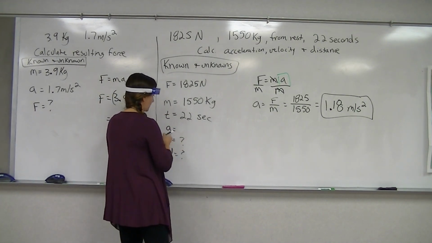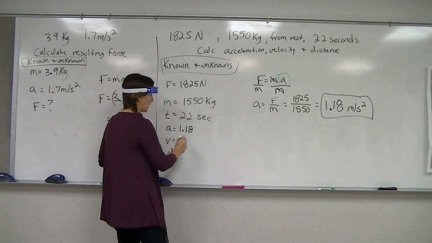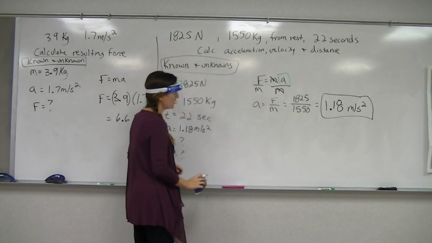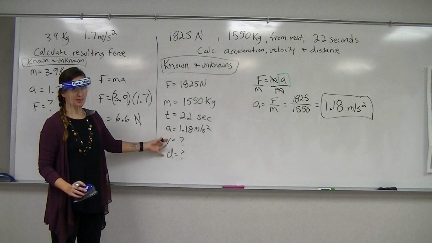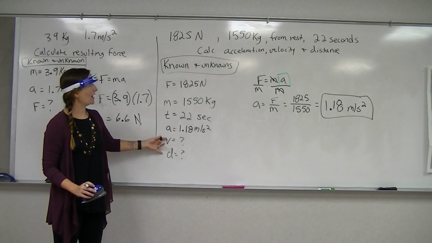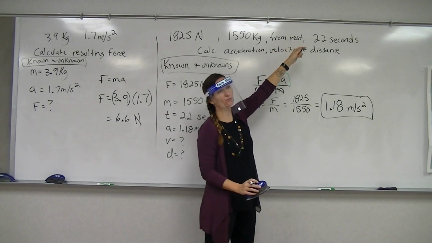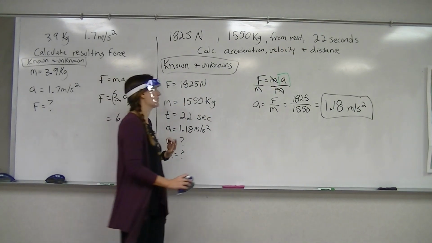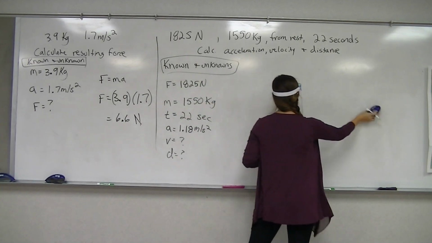Now these other 2, velocity and distance, these are going to be in the last chapter. So when I'm looking at the last chapter, the equations I'm going to focus on are going to be the 0 initial velocity equations. Why? Because of this key piece of information here. It says the car was at rest. It was originally stopped, not moving. So its initial velocity is 0. Okay, so we're using our 0 initial velocity equations.